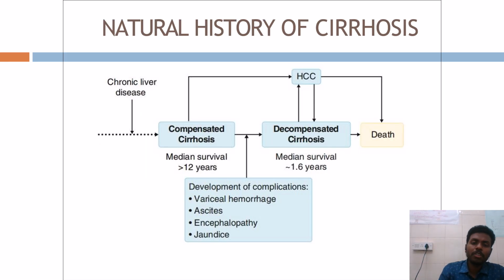So cirrhosis develops in this manner. It starts as acute liver failure, then progresses to chronic liver disease. As we discussed earlier, it is a compensated cirrhosis, for which the median survival is more than 12 years. After development of variceal hemorrhage, ascites, encephalopathy, and jaundice, it goes into a stage of decompensated cirrhosis. After development of this stage, the median survival is 1.6 years, and eventually it will lead to death.